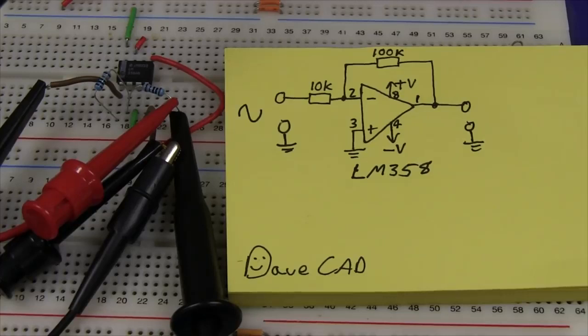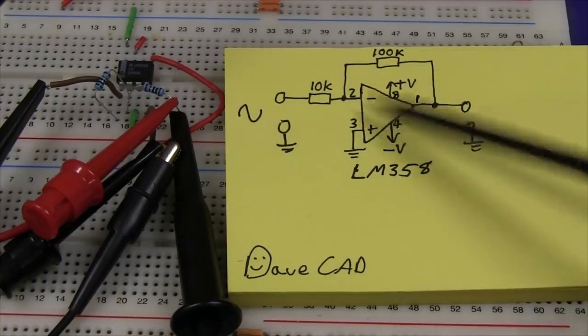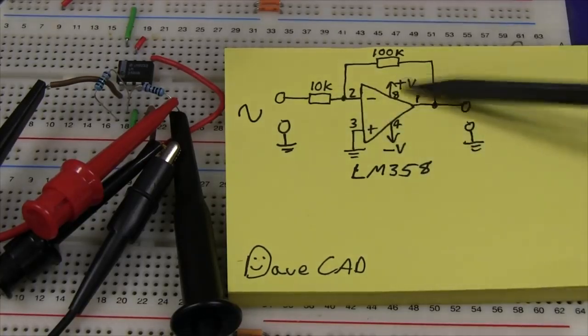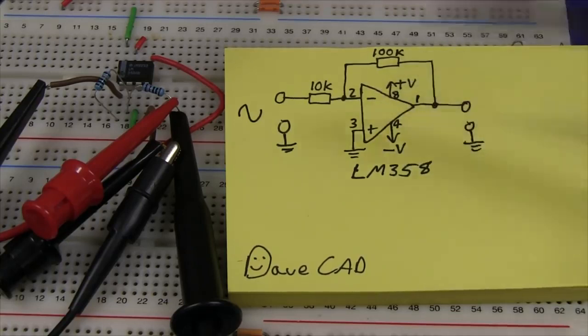So there's just a quick practical demonstration showing the virtual ground effect, and also the voltage rail limitations, positive and negative. I should do another part of this video on op amp limitations, practical limitations, things like that. That would be interesting. Thumbs up if you want to see that one.